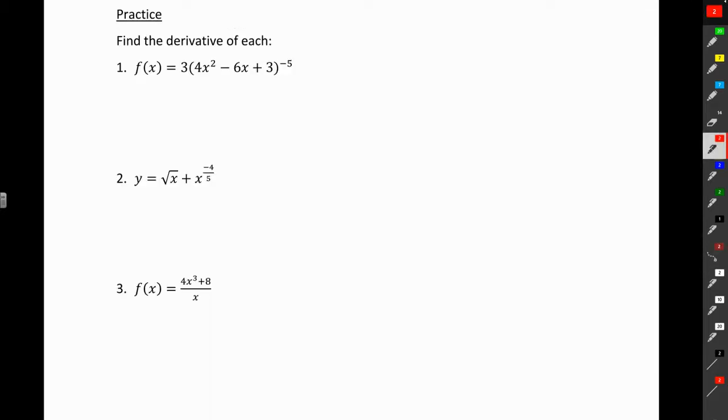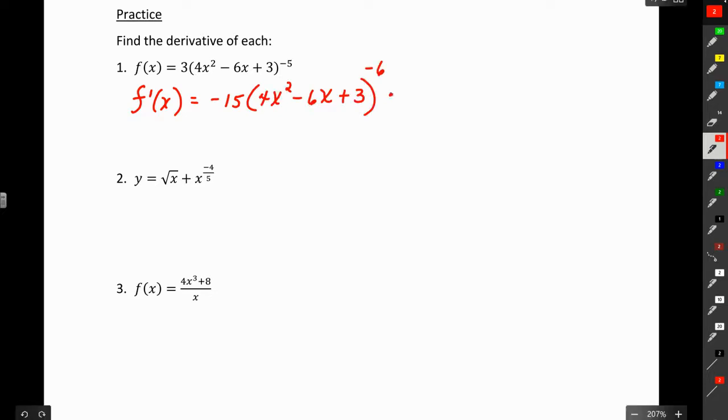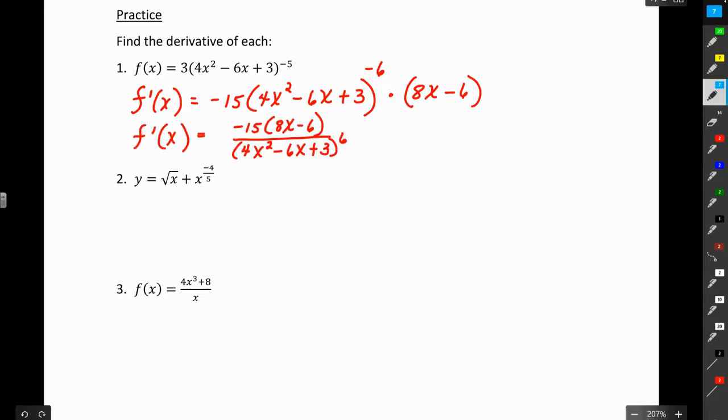So number one, it looks like the best rule to use here would just be the chain rule. I certainly don't want to move that trinomial to the denominator and then expand it. So we're just going to use the chain rule. So we're going to do -5 times the coefficient, which would be -15. And -5 minus 1, that's -6, times the derivative of the inside. We don't want to leave a negative exponent in our answer, so we're going to rewrite this. All right, and that's the answer for number 1.